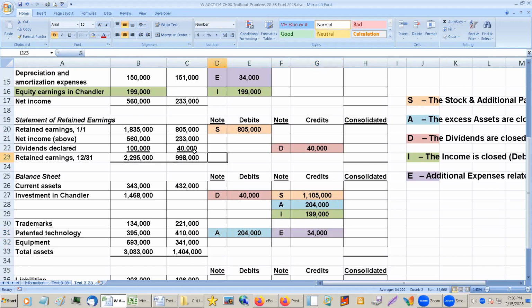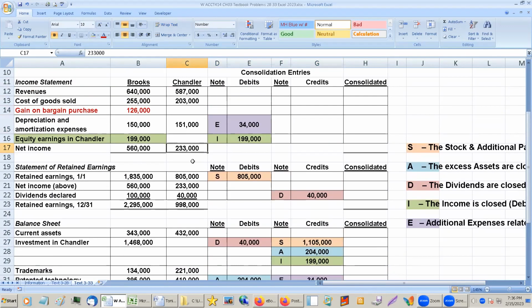And you'll notice that this income, the subsidiary had 233,000. You subtract out that 34, you're going to come up with a 199. So that's how they got that. So this 199, if you're wondering, it already is taken out of the income when we look at the investment account.